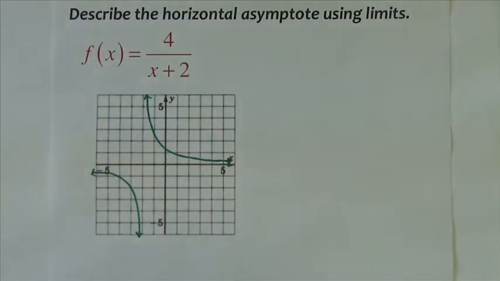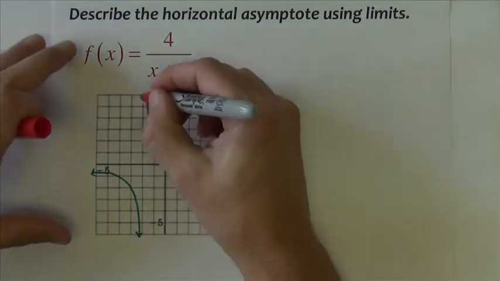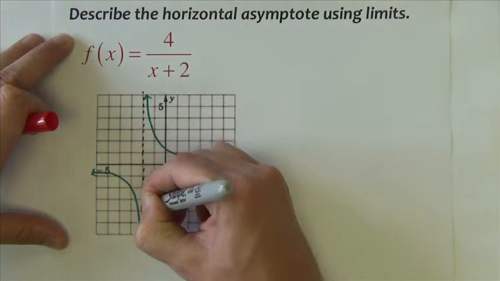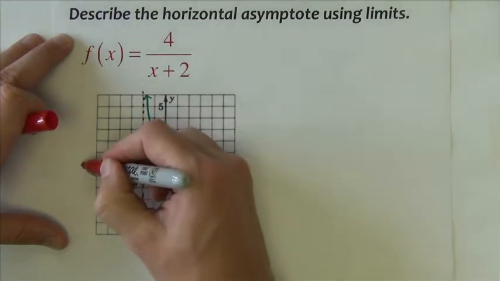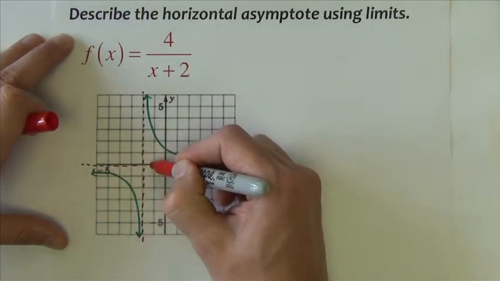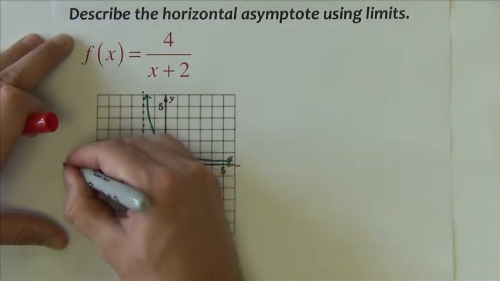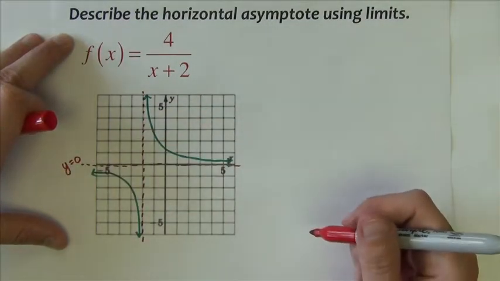So what do we know about this graph? Well, this graph has two asymptotes. It has a vertical right here, and we'll talk about the verticals more in the next video in this series. It has a horizontal one right there. The horizontal asymptote is the line y equals 0.